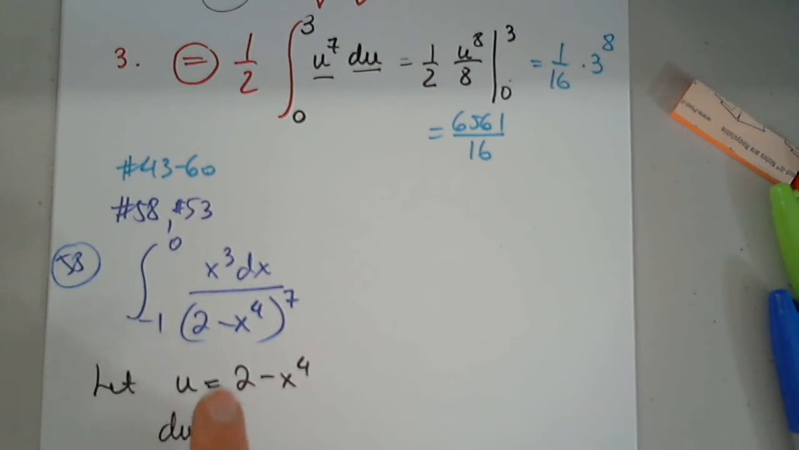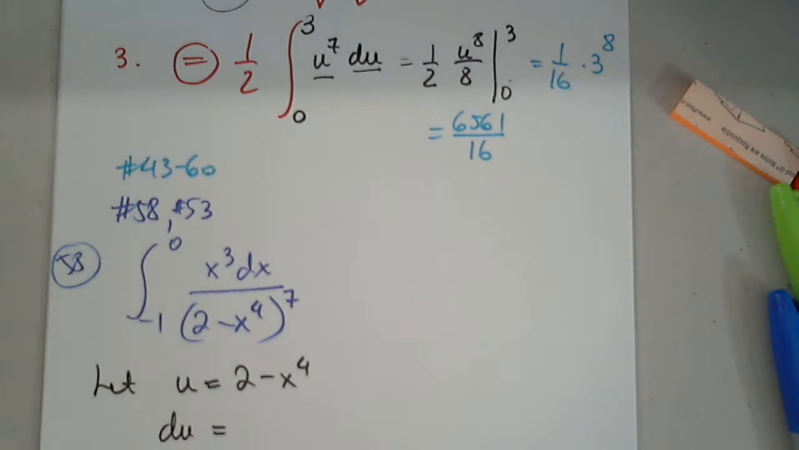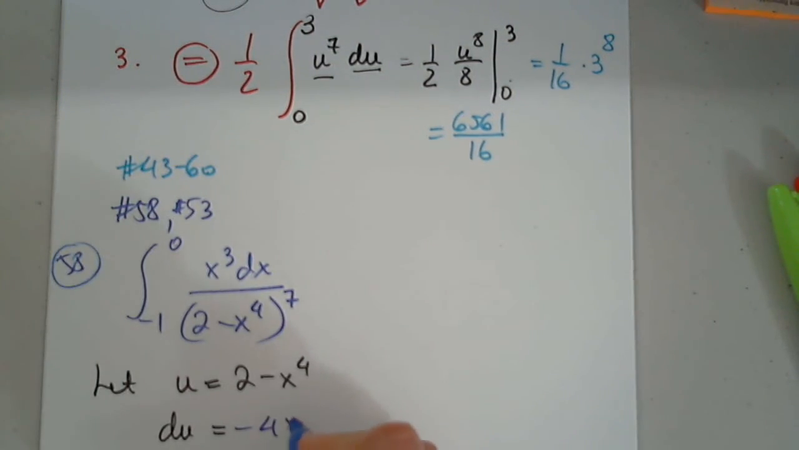So 2 minus x to the fourth is perfect. I have to find du and make sure that it's right there, with minor changes in the number, not more. Negative 4x to the third. Negative 4x to the third. Don't forget something very important: dx. Is it there? Of course it is.